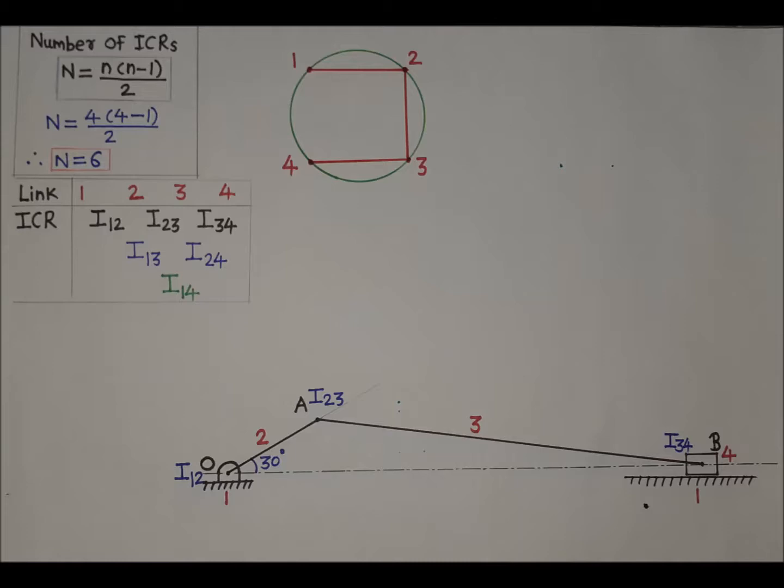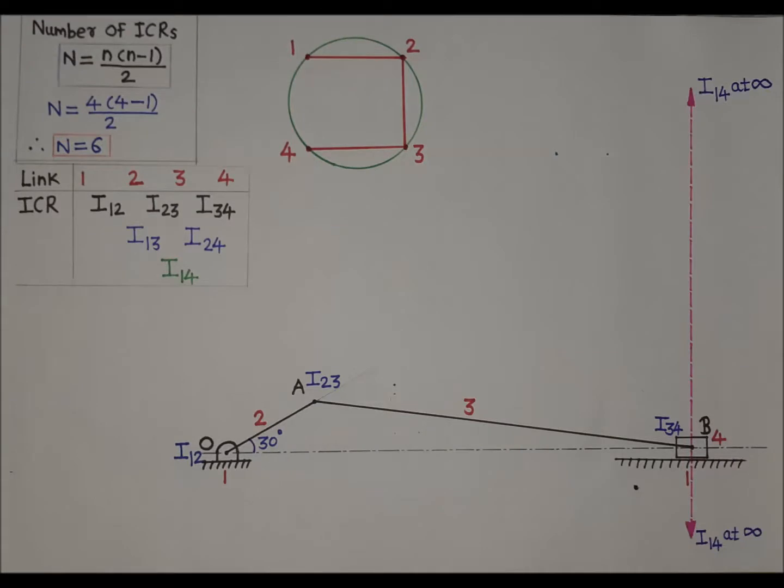Line of action or line of motion of slider is horizontal line. Hence, ICR I14 for relative motion between link number 1 and 4 will be on line perpendicular to line of action or line of motion, and it will be at infinity on that line. As line of action or line of motion of slider is horizontal line, therefore ICR I14 will be at infinity on vertical line. Hence, vertical line is drawn passing through point B, or we can draw vertical line anywhere on screen, and on that vertical line we will have ICR I14 at infinity.